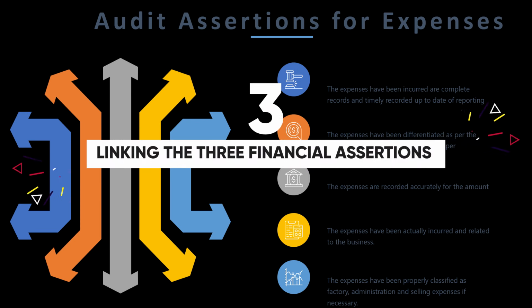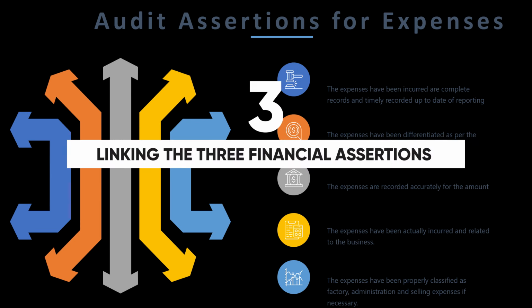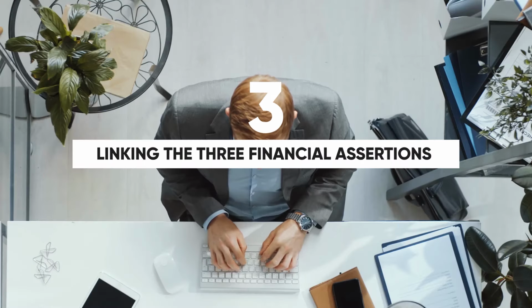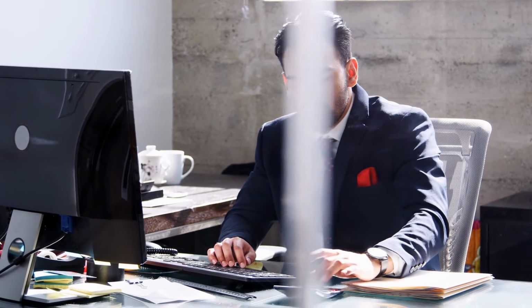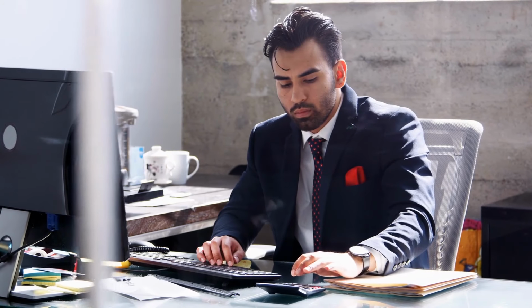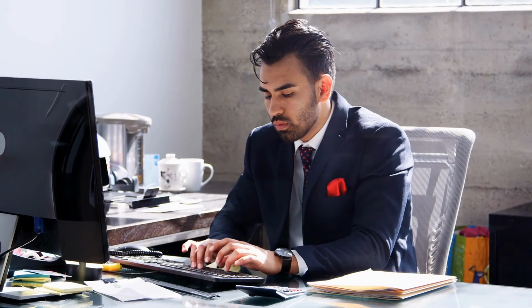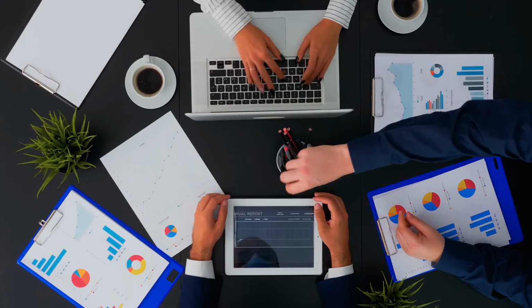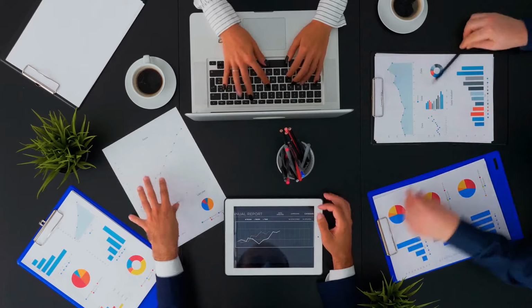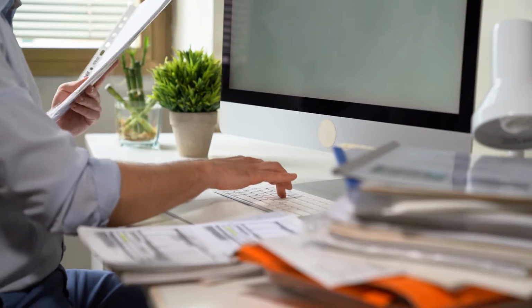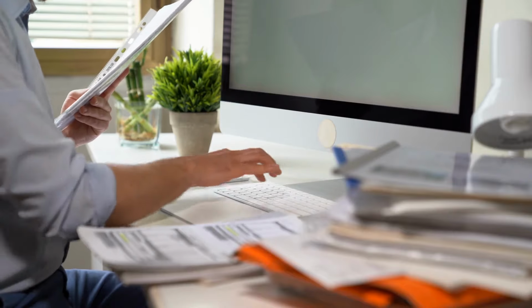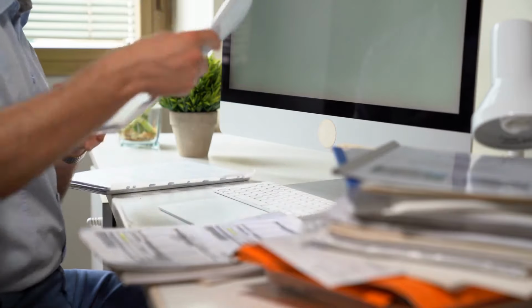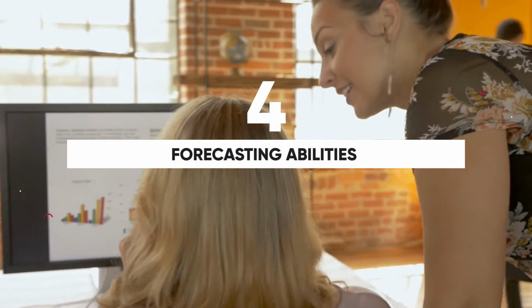Number 3. Linking the 3 financial statements. Another vital skill is connecting the 3 financial statements. This implies taking historical financial statements, the balance sheet, cash flow statement, and income statement, and dynamically connecting them together in Excel. For instance, linking net income on the income statement to retained earnings on the balance sheet. This can be perhaps the trickiest skill to master, but as with any other skill, practice can bring about promising results.